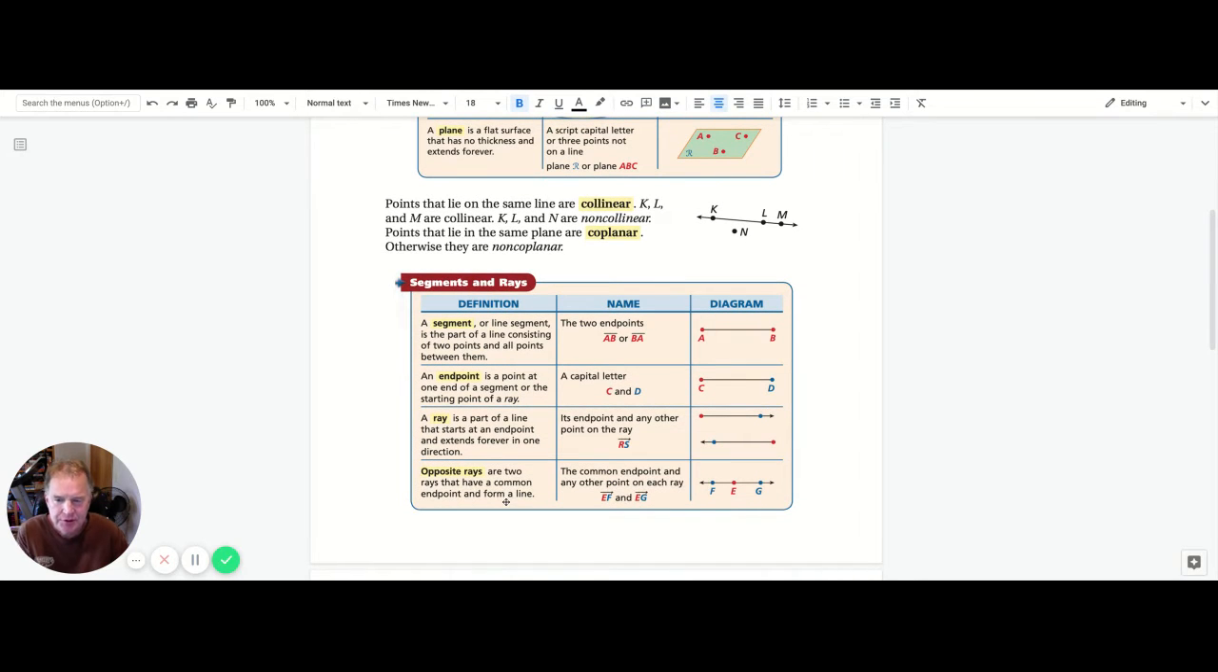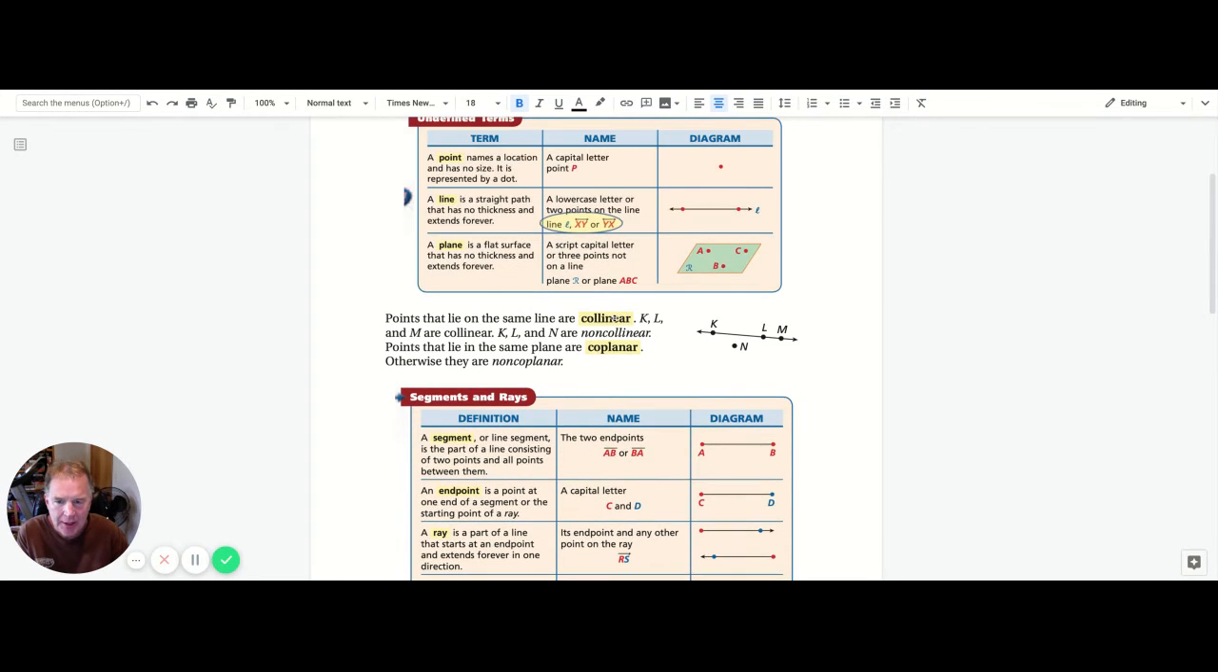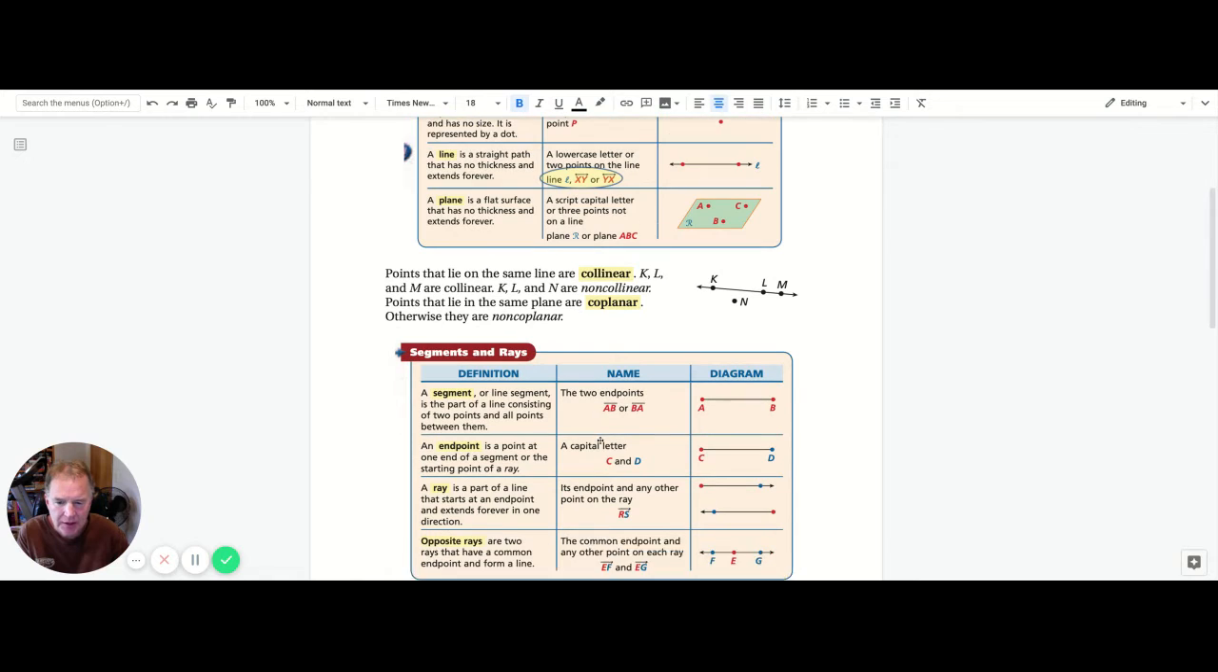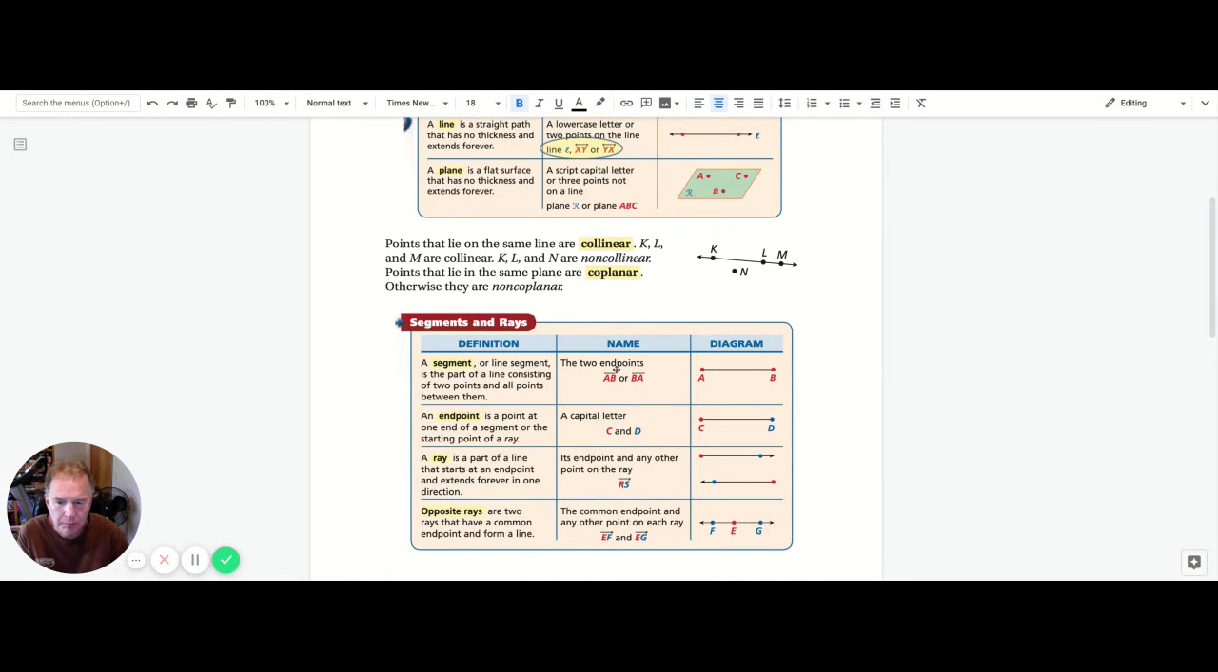Some more definitions here. A segment, you have 2 points. Notice they're endpoints, and notice that the bar above doesn't have the little arrows because these things end at A and B. Notice the way this is written because you have to get this down. A line has the little arrows on it, and a segment does not. You just put a bar over it. More about that later. An endpoint is a capital letter because capital letters are always points. So there's C and D.